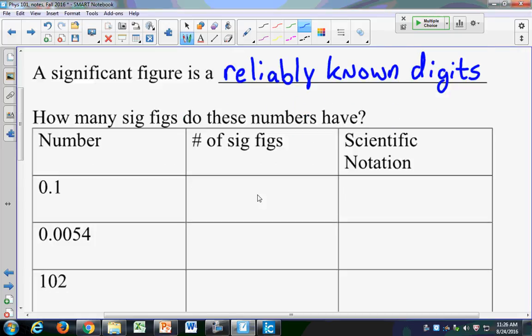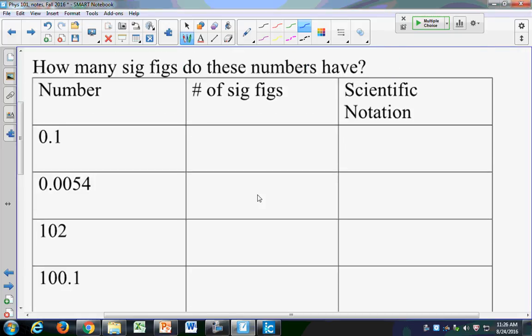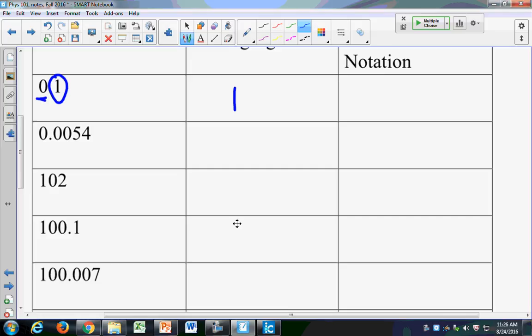Okay, let's just try these. 0.1. How many sig figs does that number have? 1. It has 1 sig fig. Only this digit is significant. This 0 is a placeholder. And that's really the tricky part with sig figs, is knowing what the zeros do. How about this next one, 0.0054? It has 2, the 5 and the 4. The zeros are all placeholders.